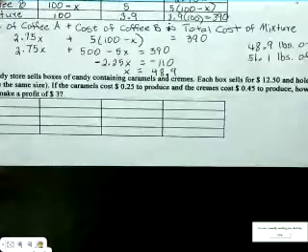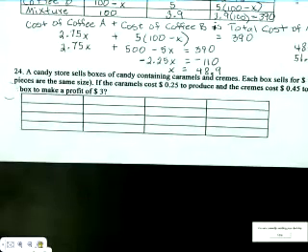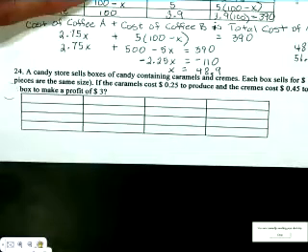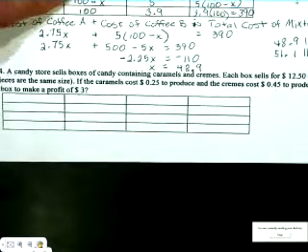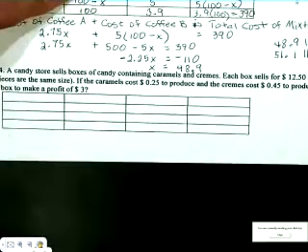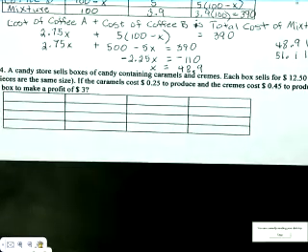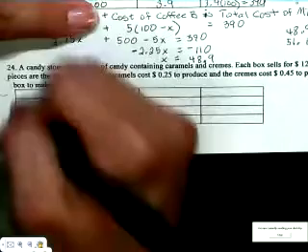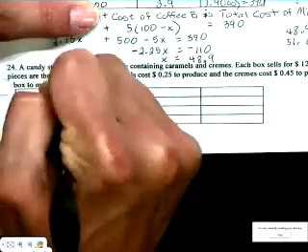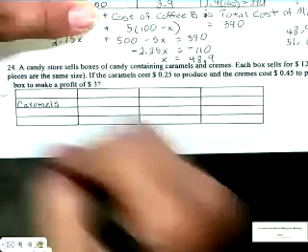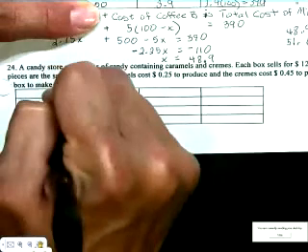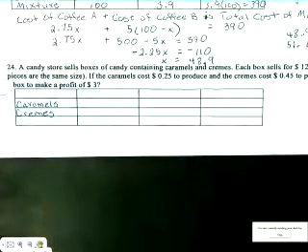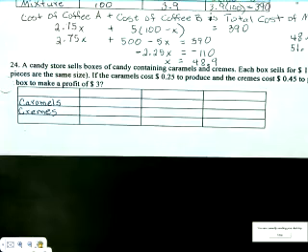Another mixture problem. Mixing caramels and creams in a candy store. A candy store sells boxes of candy containing caramels and creams. Guess what goes down the right-hand column of my table? All right. If you don't at least have that much on the test, I'm going to come hunt you down. I'll figure out what to do when I get you, but it's not going to be pretty. You can at least put, I have caramels and creams, and I'm going to mix them together.